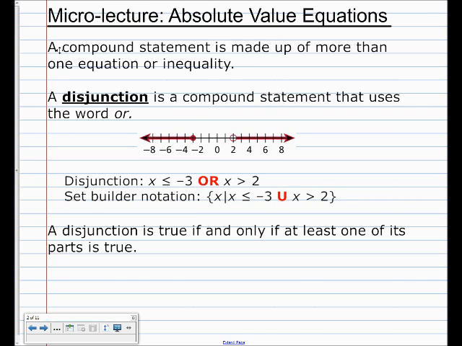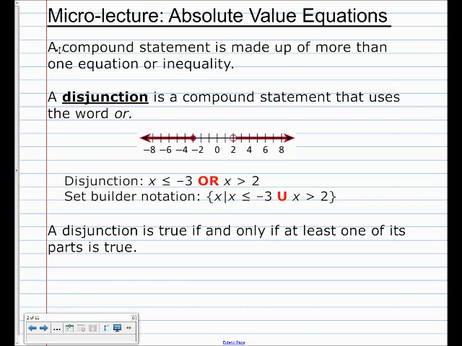So the way to make this true is it only needs to satisfy this first piece or this second piece. It does not need to satisfy both. In fact, in this case, could you have a number that satisfies both? No, there's no number that would make both of these true. That's why it's or. So this one or that one. It just needs to make one or the other true.